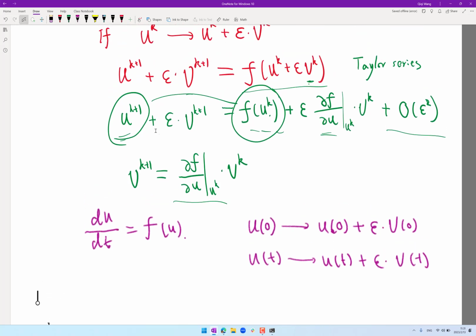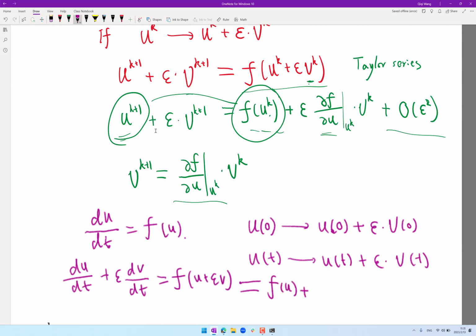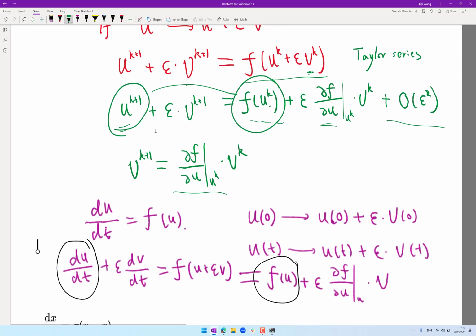Now if you plug this into the equation, you get du/dt, that's the original u, plus epsilon times dv/dt, equal to f of u plus epsilon v. Again, by the Taylor series expansion, you get f of u plus epsilon times df/du at the u location times v. And again, because the du/dt term cancels with the f of u term by the original equation, you get the tangent equation: dv/dt equal to df/du at the u location times v. So that's my tangent equation.